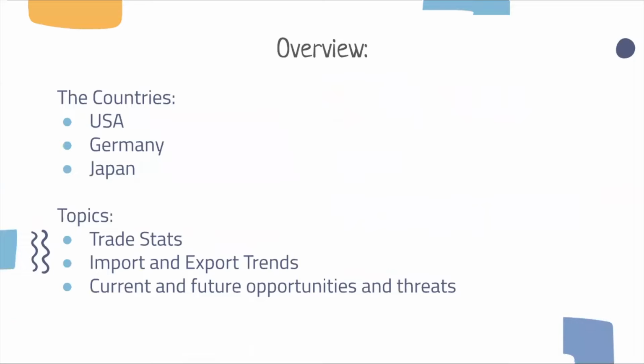So, just as a quick overview, the countries that I chose to look at were the United States, Germany, and Japan. And I thought it would be best if I talked a little bit about the trade statistics, some import and export trends, and why they could be happening, and then some current and future opportunities and threats.